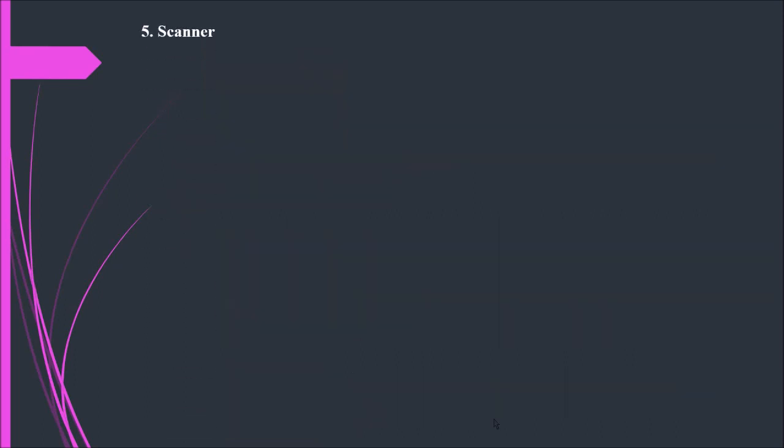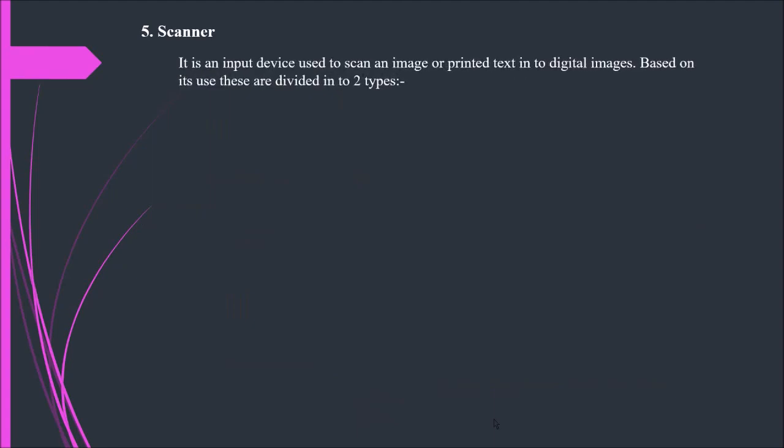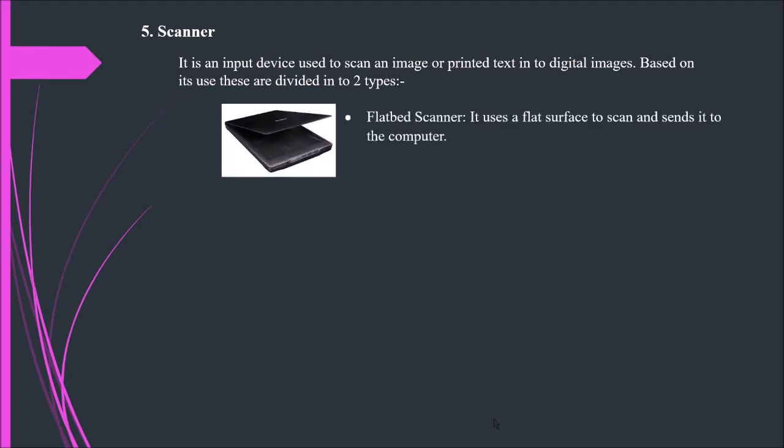The next component, that is the fifth component, scanner. Scanner is an input device used to scan an image or printed text in the form of digital images. Based on its use, they are divided into two types. The first category known as flatbed scanner. The second category, barcode scanner. Now in detail about flatbed scanner. It uses a flat surface to scan and send it to a computer.